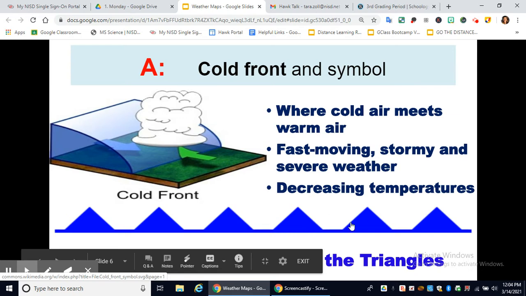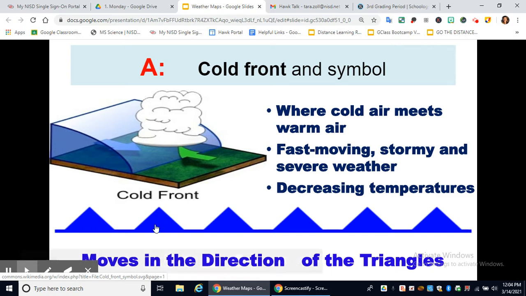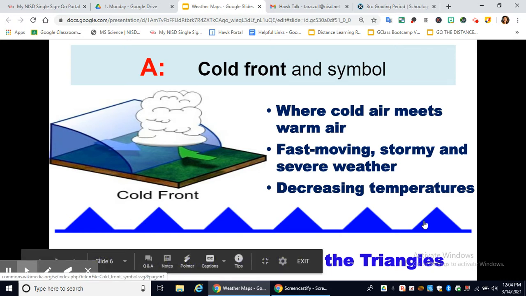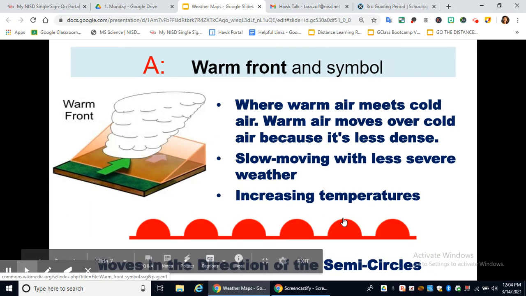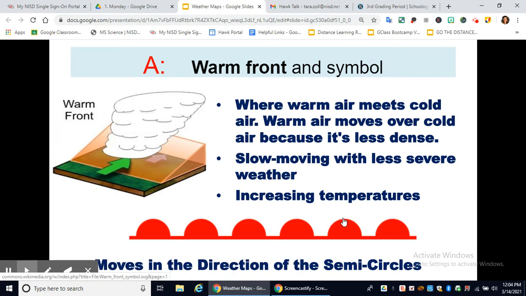They're pointy triangles. I remember that they are cold. This is a cold front symbol because of the points. It's kind of like an icicle. It's sharp and pointy. And the frontal system is going to move in the direction that these pointy triangles are pointing in.